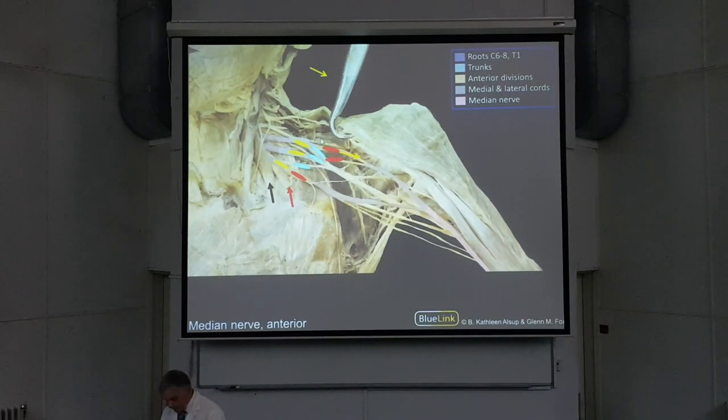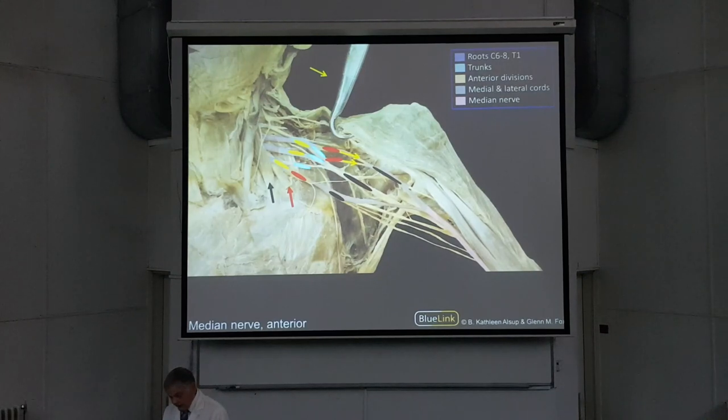Now, the upper two anterior divisions will form a cord, lateral cord. The three posterior divisions will form posterior cord, and the single inferior division will form the medial cord.